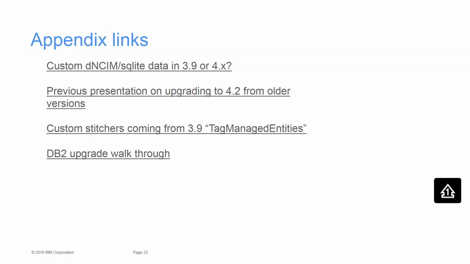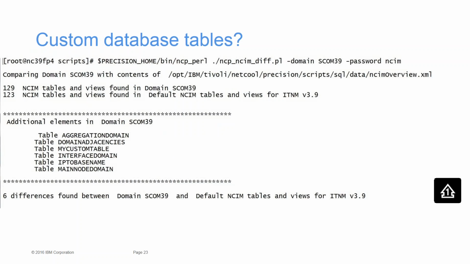This is a link for that reference I made to the custom stitchers in 3.9. So it's most likely, we're talking about the scratch topology table from the tag managed entities. There could be other ones, but this link will help you with those changes. And then I did mention, I think this is Paul's, a link to his upgrading the DB2 versions. I just have a couple of final little appendix type slides that were originally in the beginning of my presentation, but I moved them to the end.